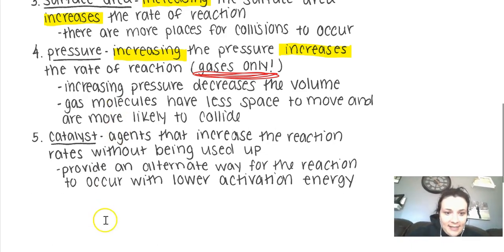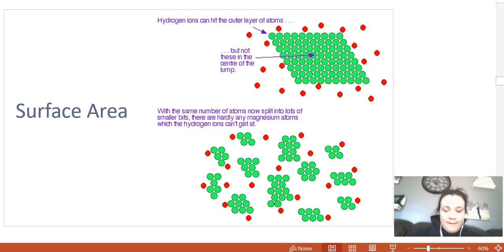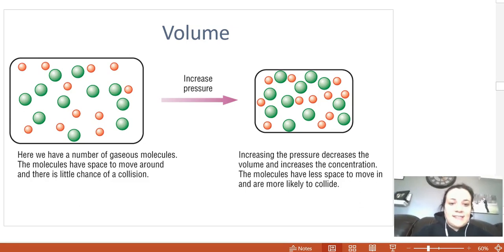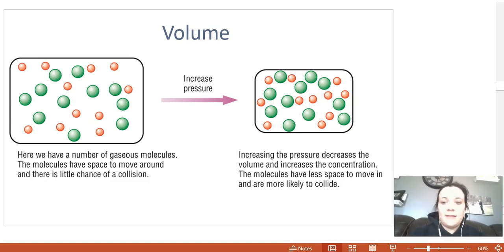All right, so let's look at the picture for this one. So again, volume and pressure go hand in hand. So in this example, we are increasing the pressure or decreasing the volume. The reason this occurs is that I'm going to have the same number of solute molecules, same number of reactant molecules, but now they're in a smaller space. If they're in a smaller space, they're more likely to collide.